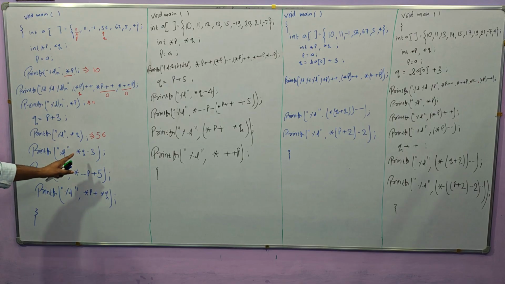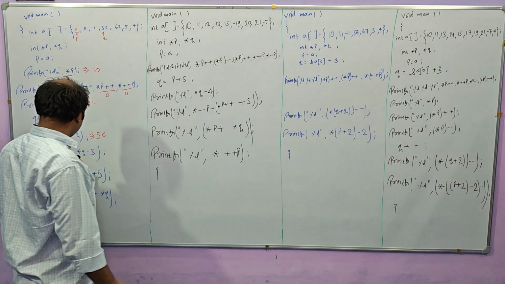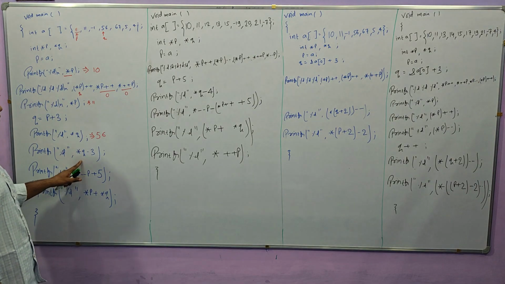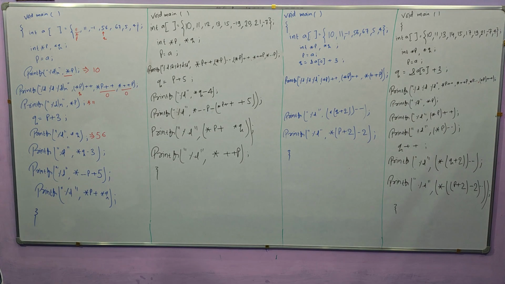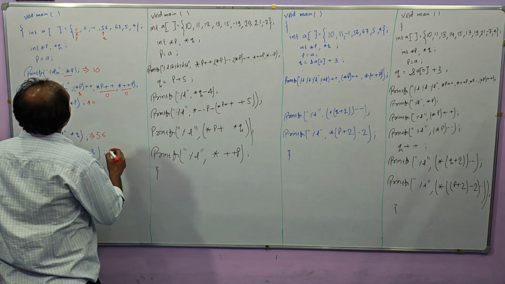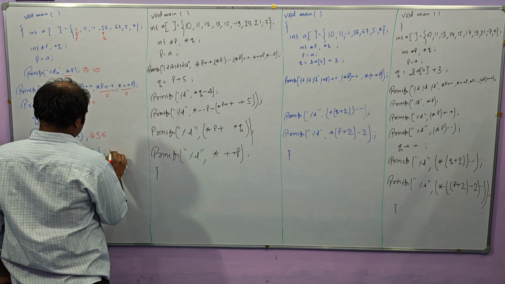Now *q minus 3. Firstly, we need to dereference this, so it becomes 56, and when we subtract 3, we get 53.